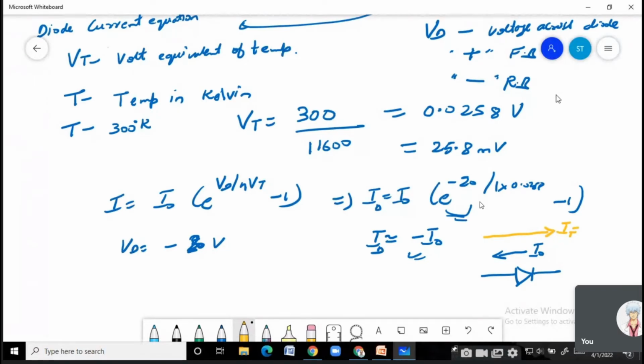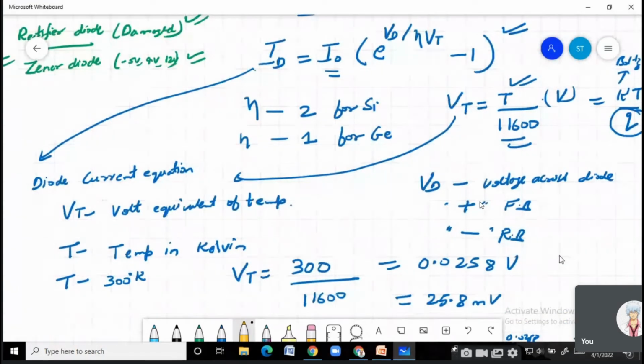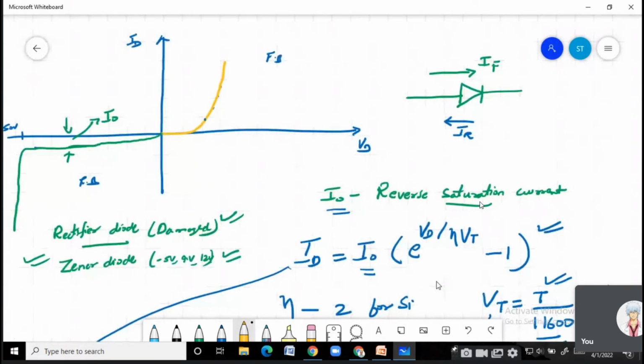So this is a very important equation that we will be using for solving many problems. And I'm repeating, this equation is valid for a practical kind of diode. It is going to give you a nearly accurate representation of the diode characteristic.